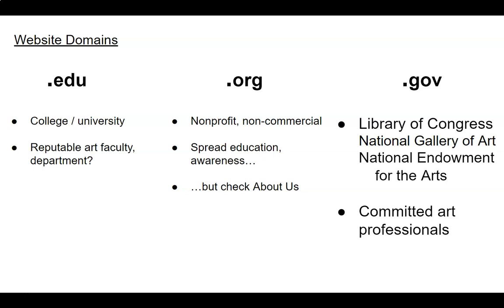So we tend not to associate .gov websites with being good places to go for information about art, but they can, in fact, be just that. The Library of Congress, the National Gallery of Art, and the National Endowment for the Arts are great examples of this. The people who do the day-to-day work at these organizations, whether it's publishing educational content or the website, or doing the behind-the-scenes curation and research for that web content, they're professionals who are committed to excellence in the art field.